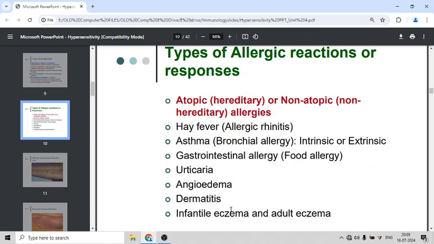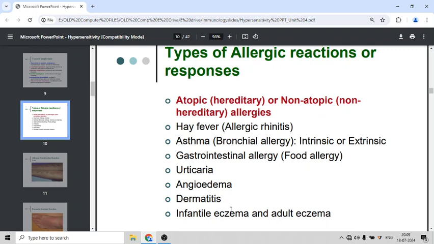Then coming to the different types of allergies. Allergies can be classified into two types: atopic, that is hereditary, and non-atopic, that is non-hereditary. Hereditary allergies pass through the family history, meaning they run in the family of an individual. For example, some families have a history of asthma that runs in the family in one or another individual. Similarly, some families have a history of dermatitis, and some have a history of eczema. These are hereditary allergies, and one needs to be very careful as far as atopic allergies are concerned.